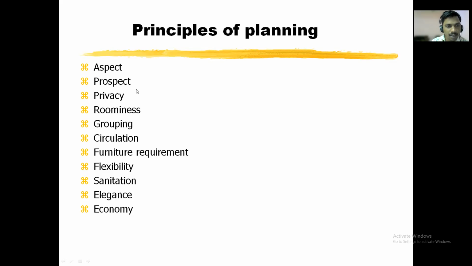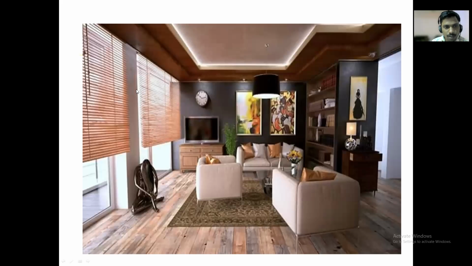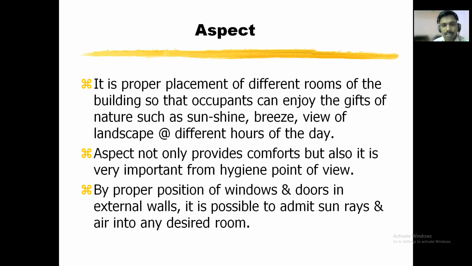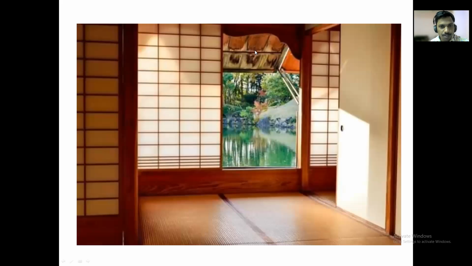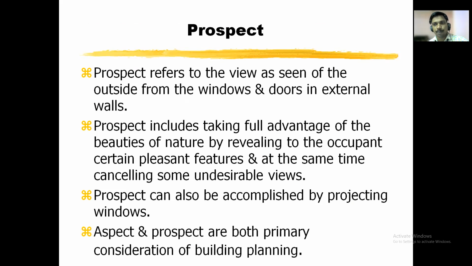Okay, so in the previous session itself we covered the first principle of planning, that is nothing but the aspect. Aspect is nothing but the provision of different rooms towards different directions, as well as the provision of doors and windows in the external walls. Then the next point we are going to discuss is the prospect. Here prospect refers to the view seen of the outside from the windows and doors in external walls.